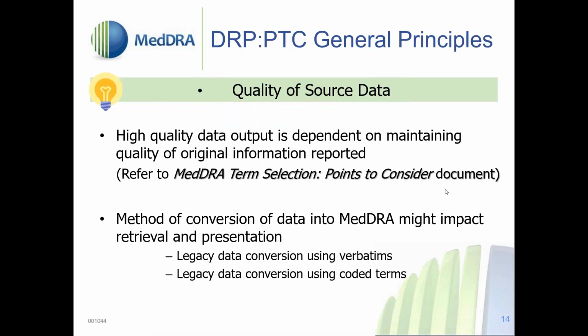The quality of the source data is really key. So when receiving vague or ambiguous information, one should always seek clarification, because the quality of data output really strongly relies on the quality of data input. But of course, another prerequisite for high quality output is medically accurate and consistent MedDRA coding. Also, the method of legacy data conversion is crucial for the quality of future data retrieval output.